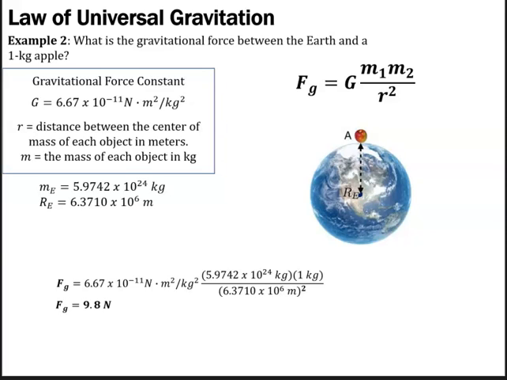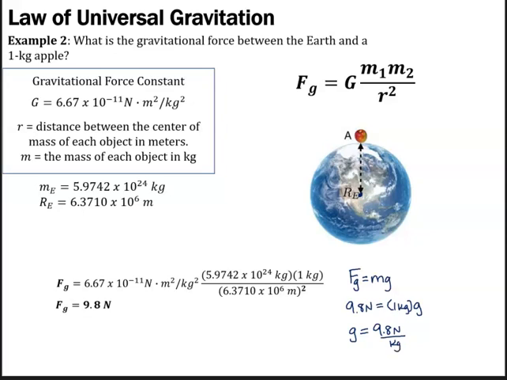Now this number should look a little bit familiar. Remember, when we see F sub g, we have been looking at F sub g as the weight force. So F sub g is equal to mg. And if I say that my 9.8 newtons is my weight force, my mass of my apple was 1 kilogram. I can solve for little g, which was our acceleration due to gravity. I'm going to divide by 1 kilogram, and little g is equal to 9.8 newtons per kilogram.